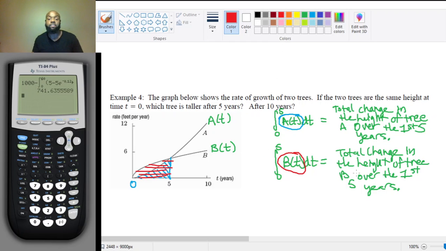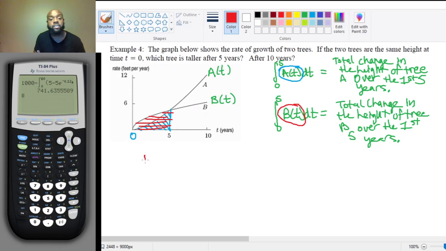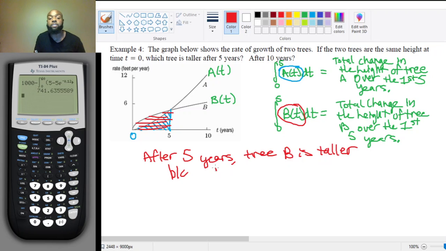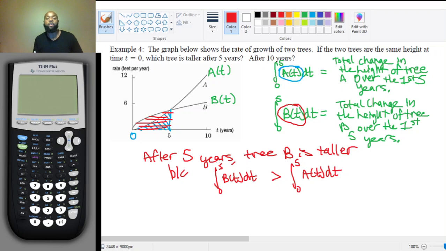So I could say after 5 years, tree B is taller. And one of the reasons is because the integral from 0 to 5 of b of t dt is greater than the integral from 0 to 5 of a of t dt. That meant the total change, the growth in the height of tree B over the first 5 years, was greater than the total growth in height of tree A over the first 5 years.